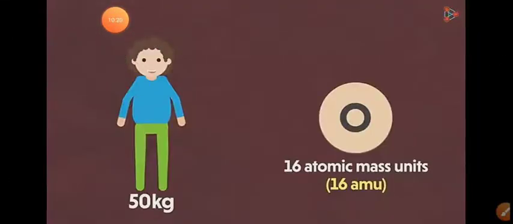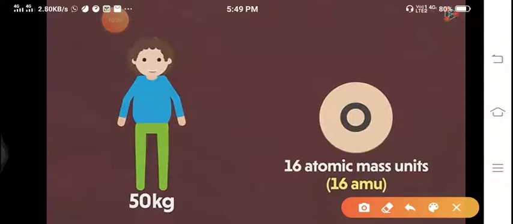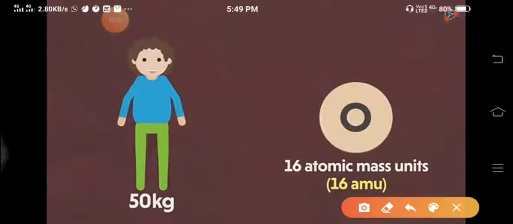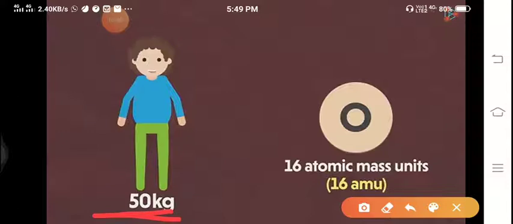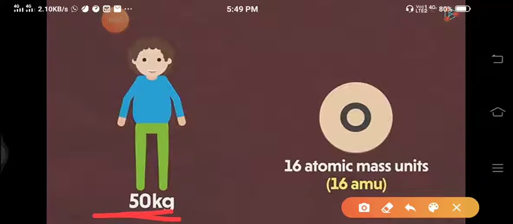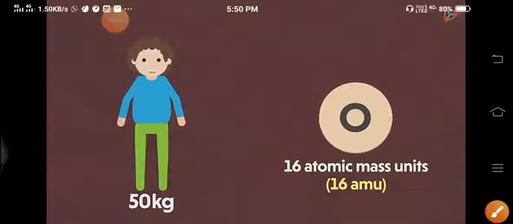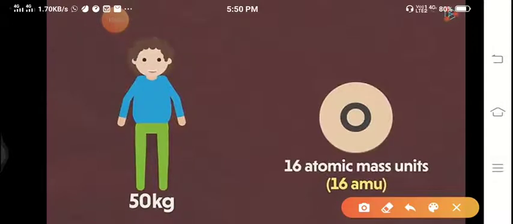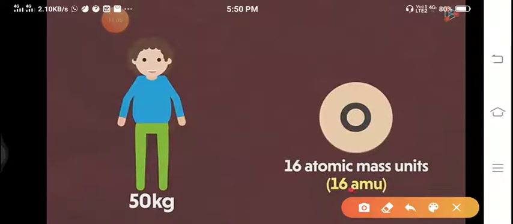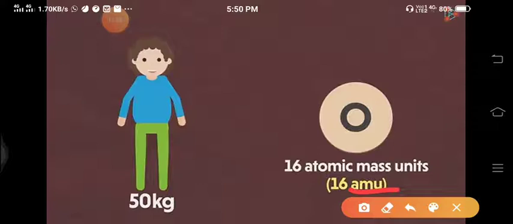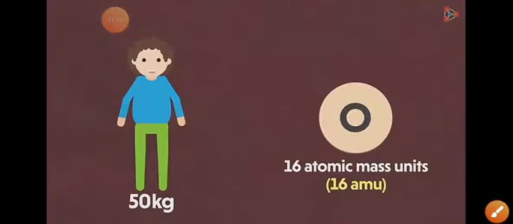Why are we using a word like atomic mass unit? Because if we have to state the weight of a person, we can't say only 50. We need a unit for that. So here it is 50 kg. The weight of a person is 50 kg. In the same manner, for an atom, there is a unit. We can say it is atomic mass unit. For oxygen, we can say it is 16 atomic mass units, and we can also call it AMU, which is the short form of atomic mass unit. This is the example for oxygen.